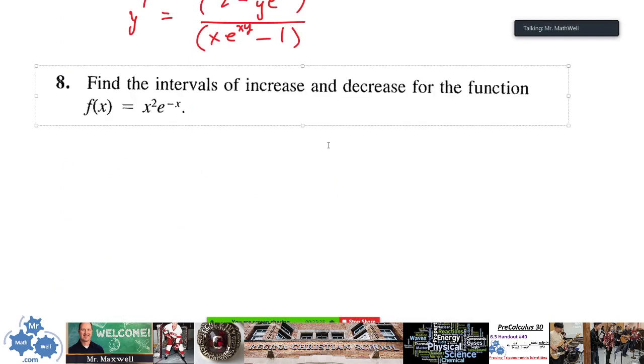Doth glance from heaven to earth, from earth to heaven, as imagination bodies forth the forms of things unknown, the poet's pen turns them to shapes and gives to airy nothing a local habitation and a name. Such tricks hath strong imagination that, if it would apprehend some joy, it comprehends some bringer of that joy. Or in the night, imagining some fear, how easy is a bush supposed a bear?